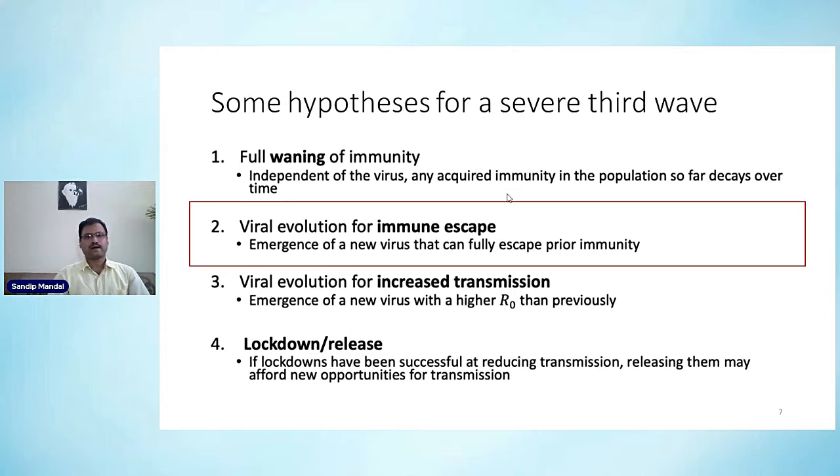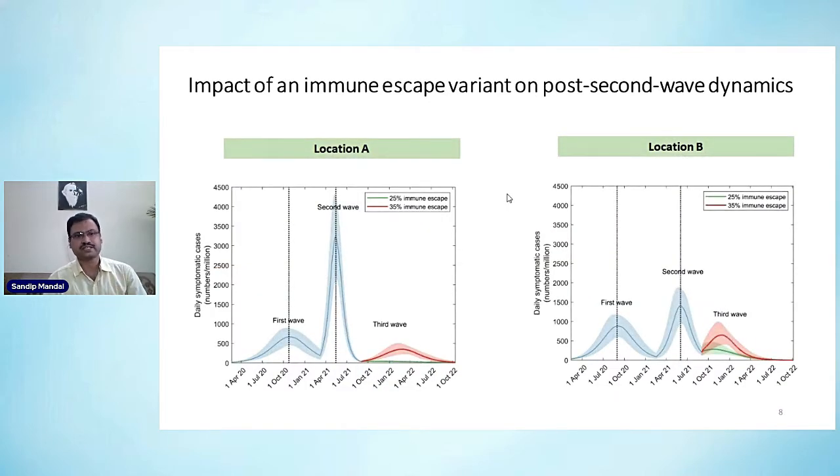Next slide, please. Now I will explain not all four scenarios, but only two. One is the immune escape scenario. See, for location A, what could happen for the third wave. Here we assume that in early September a new variant will come, which has the capability of escaping immunity by 25%. The green shaded area at the bottom represents the third wave scenario. We see that there will be no third wave at all if the immune escape is 25%. But if the immune escape capacity is 35%, we can see a third wave in location A.